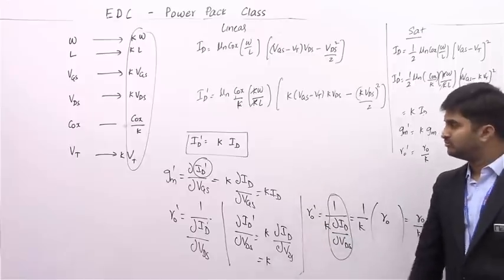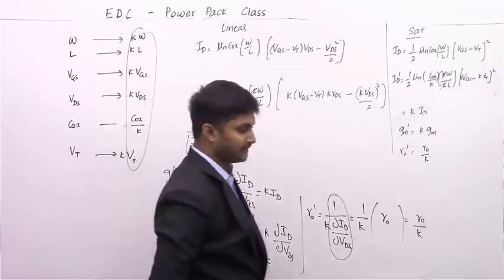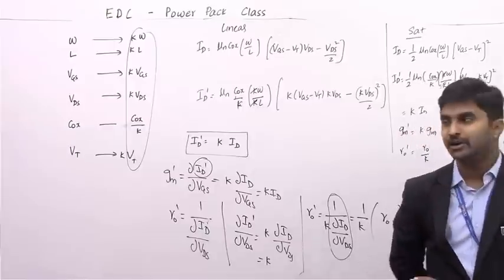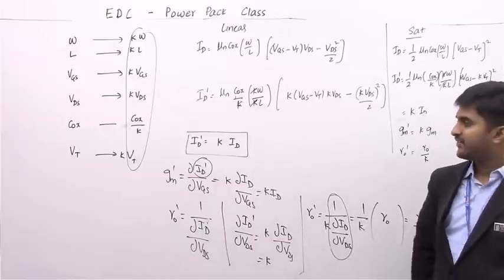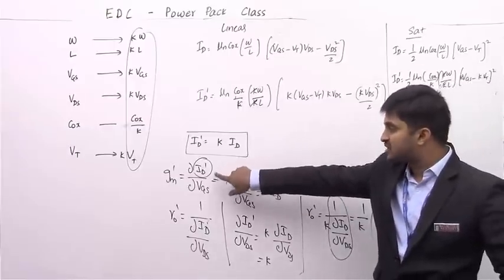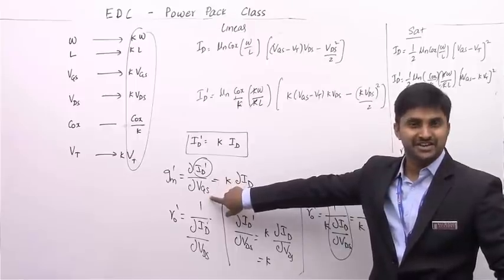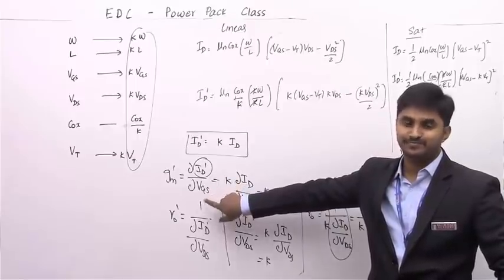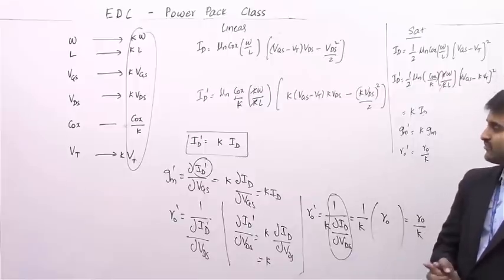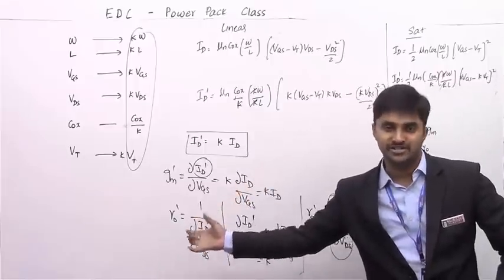Please note it down. This question might come into some students' mind that, sir, we have changed the ID to ID dash, but we haven't changed any VGS. We are still giving it as VGS only. It is the case because VGS is still the independent variable for us.